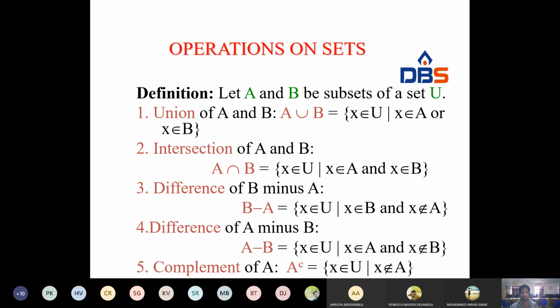A minus B is the set of x such that x belongs to A and x does not belong to B. Okay now, then the complement is also x does not belong to A. Likewise, we have to construct. That is, the complement of A equal to A power C or A dash equal to the set of x belonging to U such that x does not belong to A. Okay.